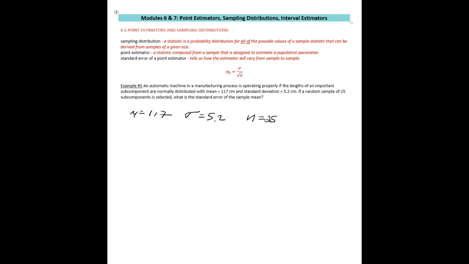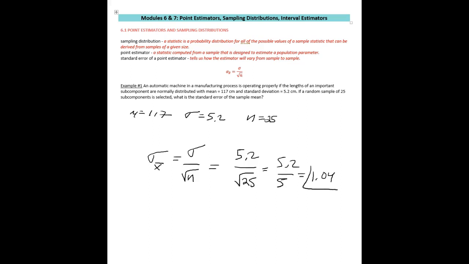All right, so we're just going to go ahead and do this formula. Sigma sub x bar is equal to sigma over the square root of n. Sigma is 5.2 from the problem, and the square root of n is the square root of 25, which is 5. So 5.2 divided by 5 is 1.04. We don't need mu to compute this, but as is customary with whatever problem I'm doing, I'm always going to write down first the information that we have, just so that everything is on the table.